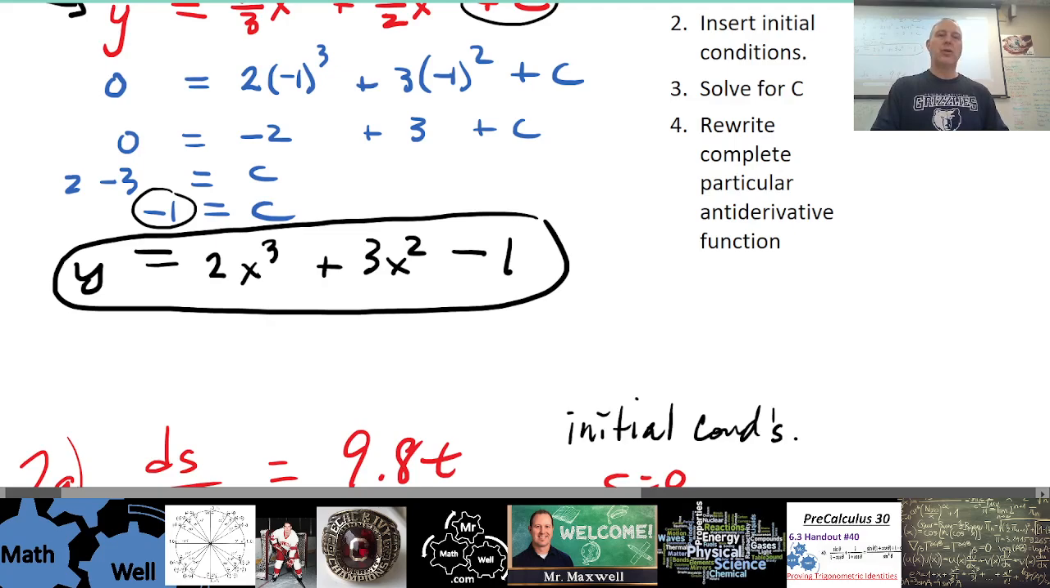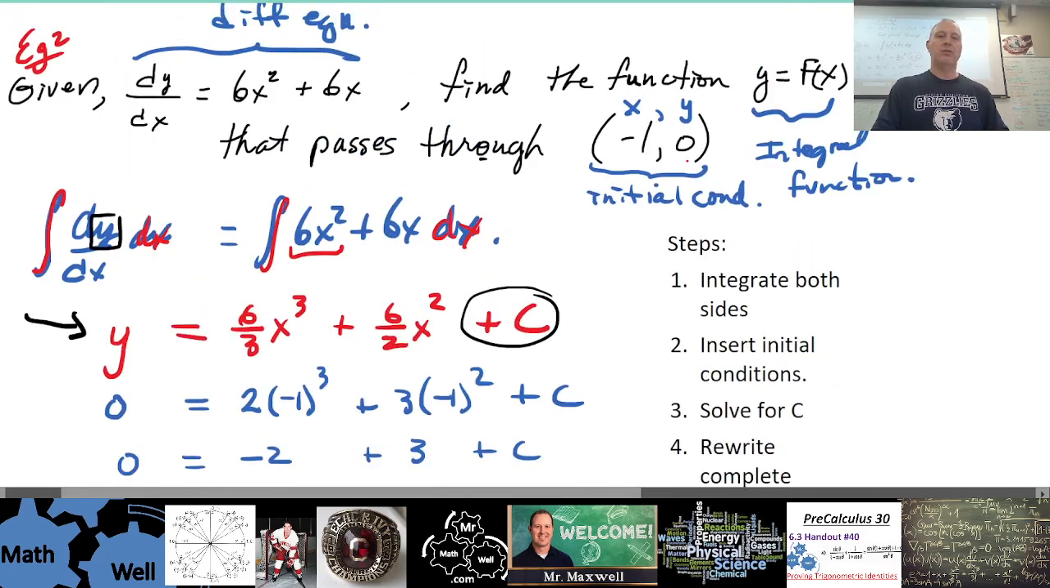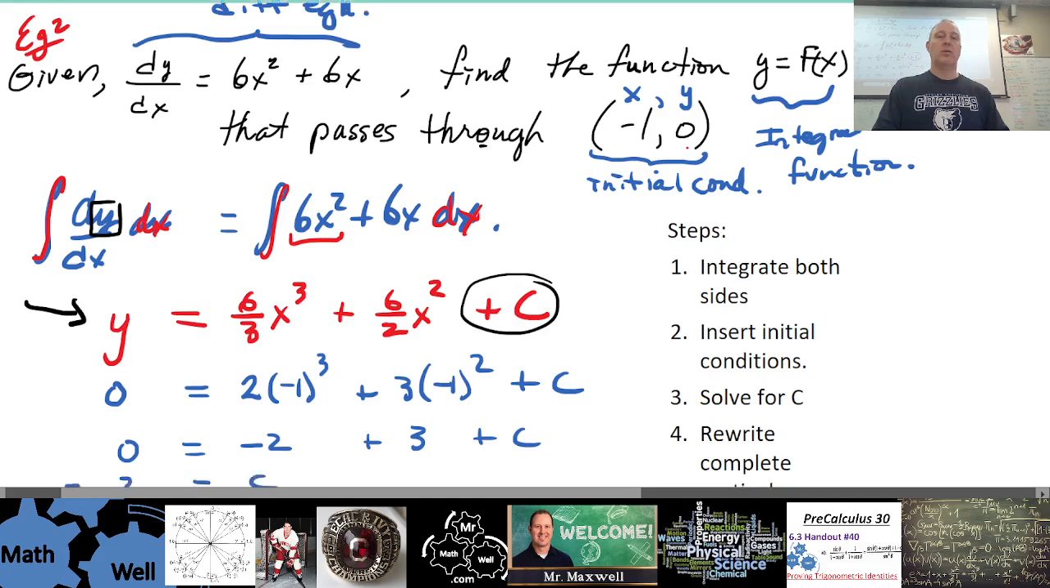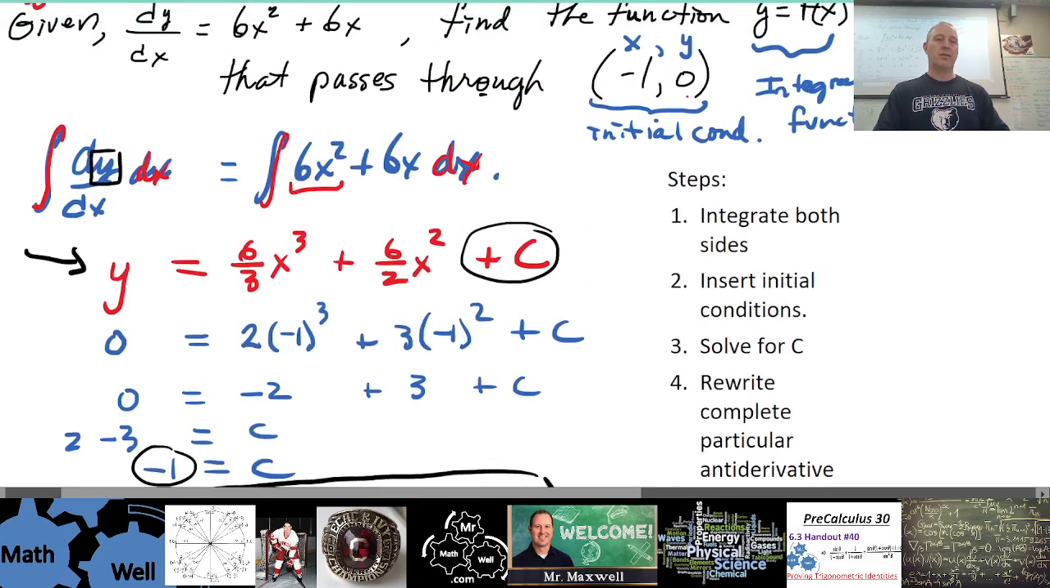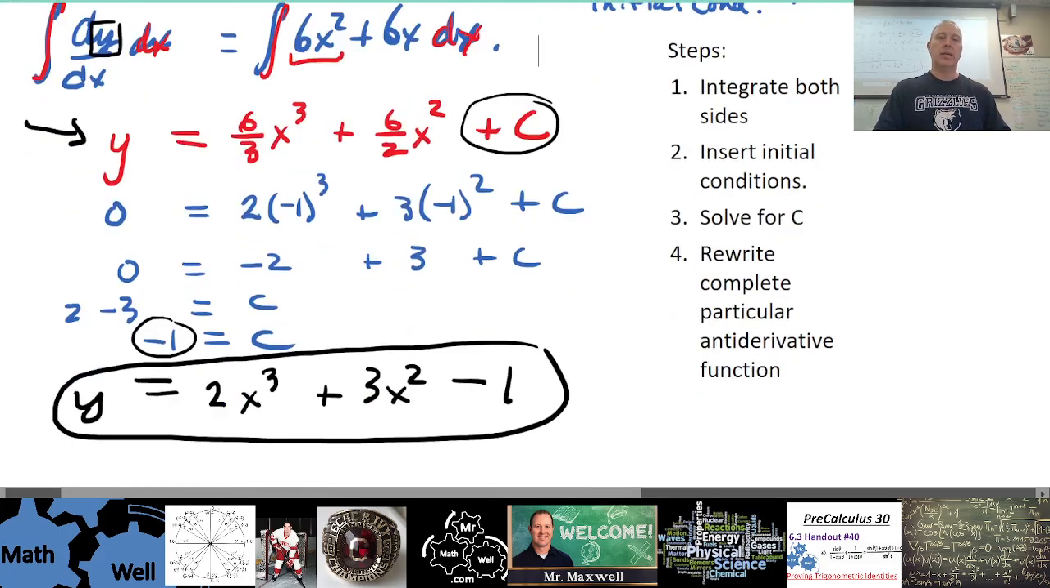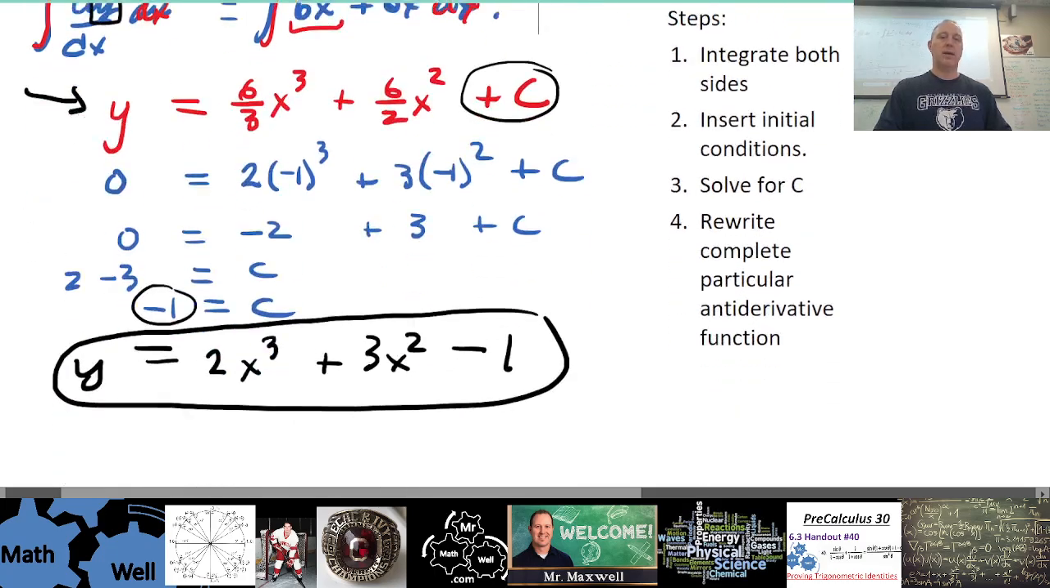And then make sure that the point -1, 0 is on this graph. Now you can also double check by taking the derivative of this and making sure you get your original equation back, to check to see if you did your antiderivatives correctly. So this would be 3 times 2 is 6x squared plus 3 times 2 is 6x plus 0. So that's the same as what I started with. So I did my antiderivative correctly.